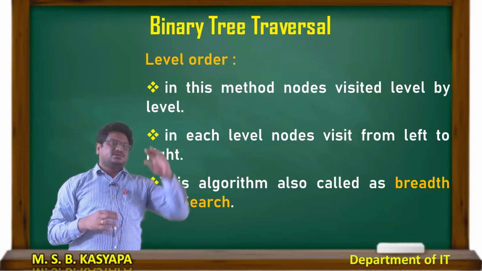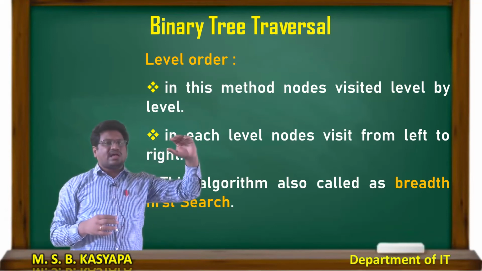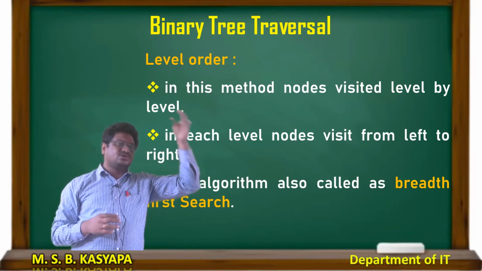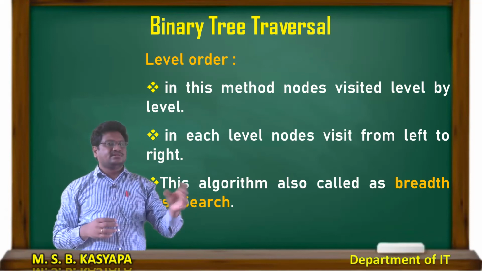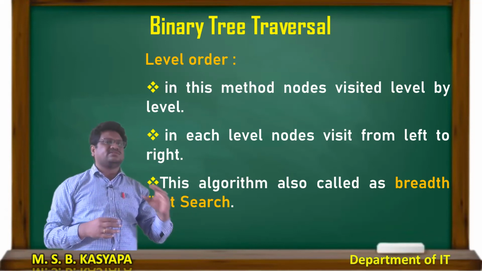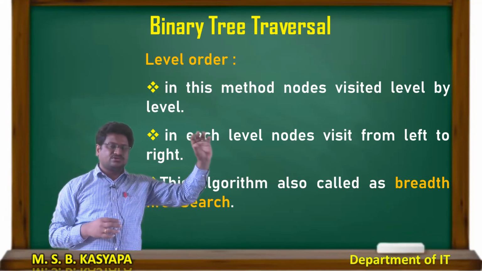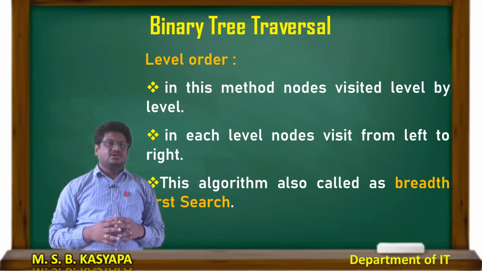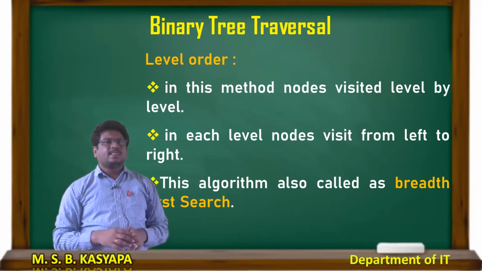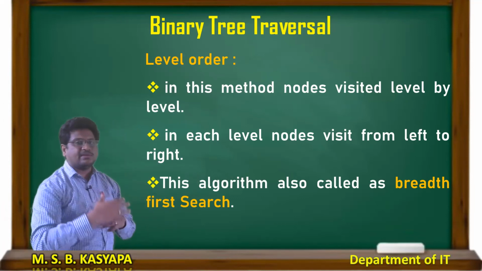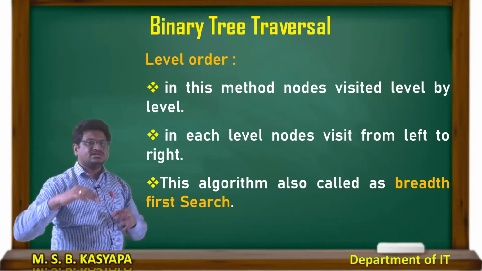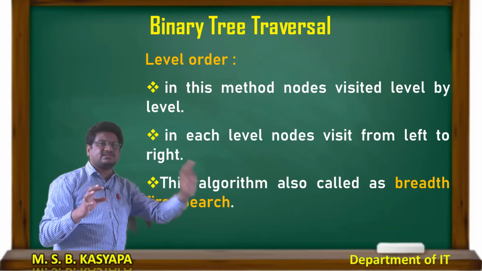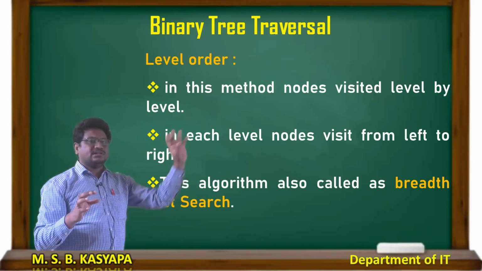Okay. Now at the root node, I will give the first row as level 0. Then the root node's children will come as level 1. After those, the children will come as level 2. So I have to give the level numbering up to the last row. In this level order, the name itself is saying leveling order. So first I have to visit the first level, then the second level, third level, fourth level, fifth level. Like that I have to.